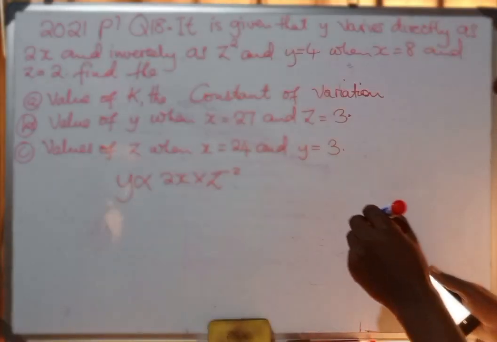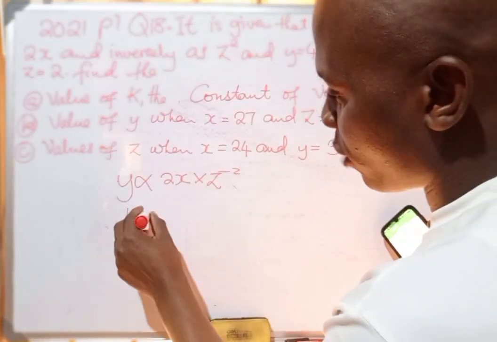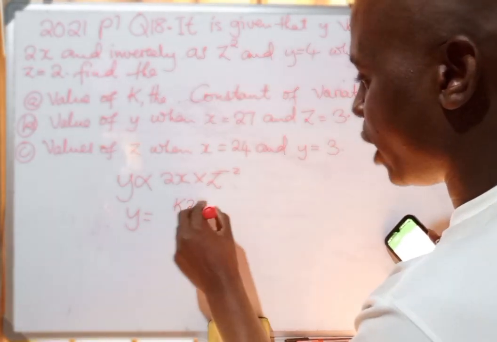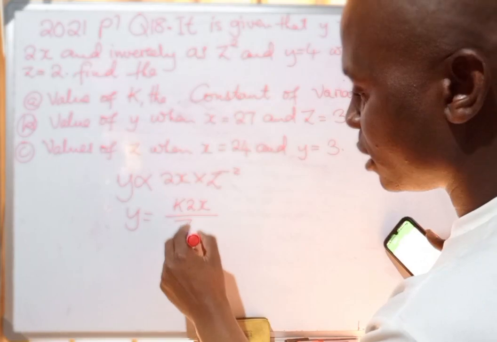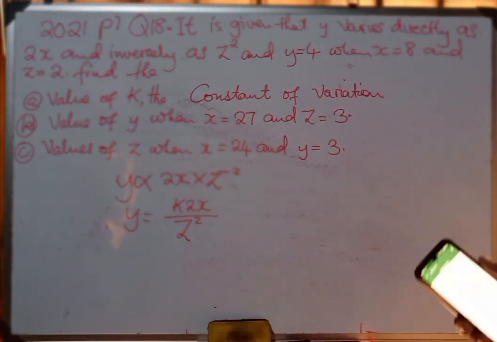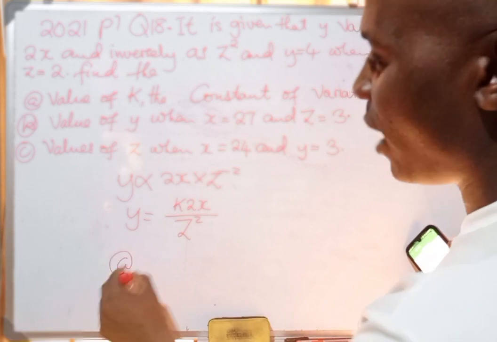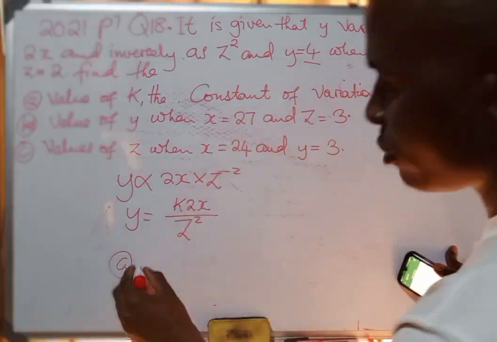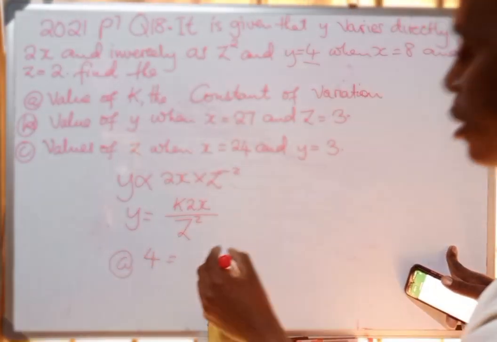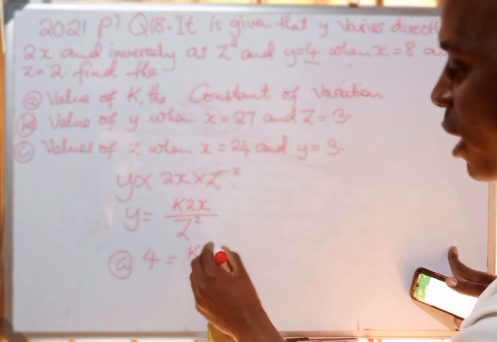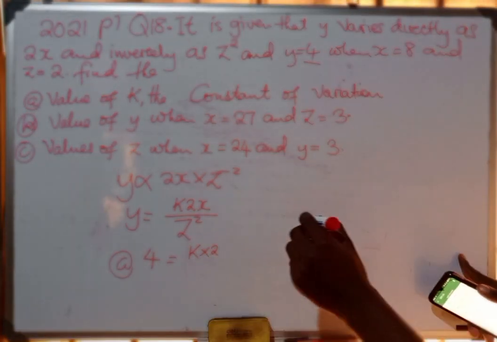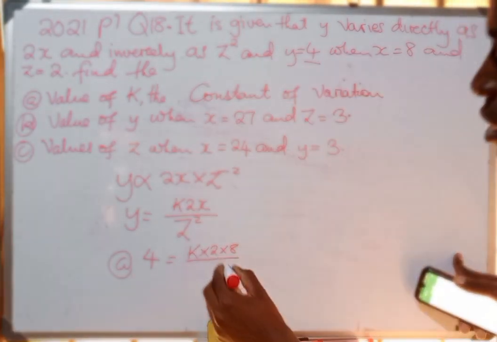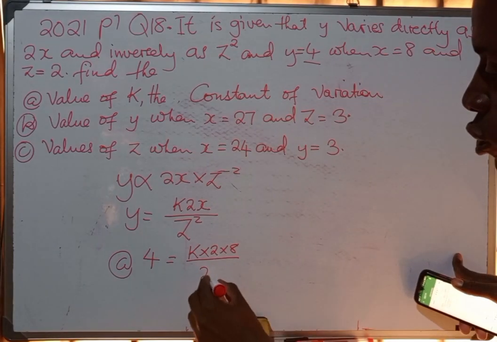That is the inverse. So the normal equation will be y is equal to k times 2x over z squared. Question number A: we find the value of k, the constant. What is the value of y? We are going to put a 4 where there is y. The k will remain the same, multiplied by 2. What is the x? It will be 8. Then we have z is 2, so it will be 2 squared.